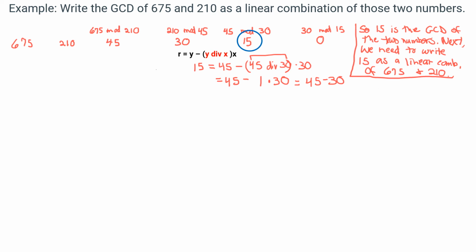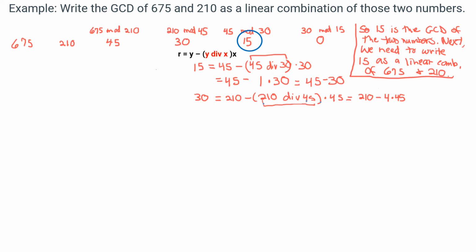But anyway, we're going to step back and now go to 30, just the one before 15, and pretend that's R, and then we're going to be working with 30 and writing that as a linear combination of the previous two numbers, which is 210 and 45. So we'd say 30 equals 210 minus 210 div 45 times 45. And again, it's only that part in the parentheses that we need to evaluate. 210 div 45 is a 4. So we could write 30 now as 210 minus 4 times 45.